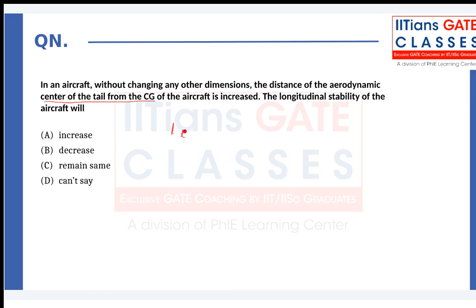Okay, so Parthiv says increase. I got two answers which say increase. Increase is the right answer. So what was the CM alpha part? CM alpha of the tail. The equation was something like minus VH eta CL alpha tail 1 minus dou epsilon by dou alpha wing.